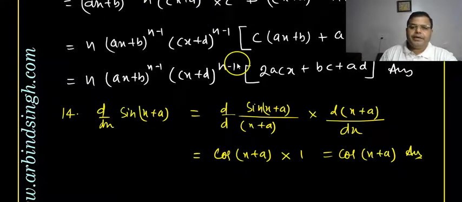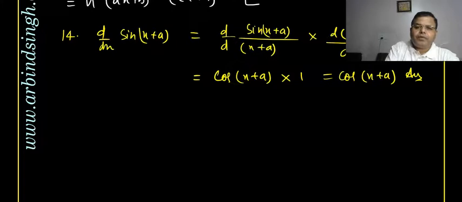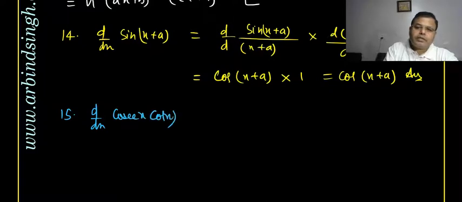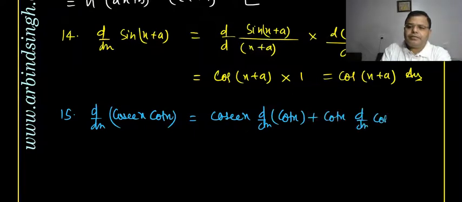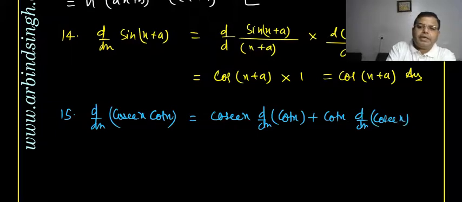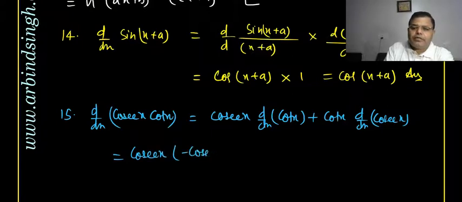Now question number 15: the derivative d/dx of cosec x cot x. That is the derivative of cosec x with cot x as it is, plus cosec x as it is times the derivative of cot x. You can go ahead with this. The derivative of cosec x is minus cosec x cot x, and cosec x times the derivative of cot x is minus cosec x cosec square x.